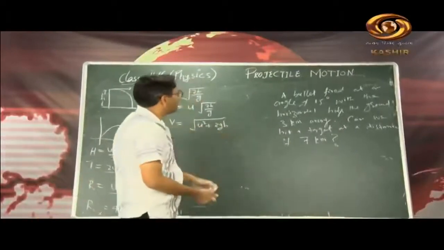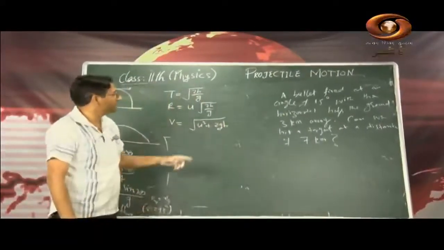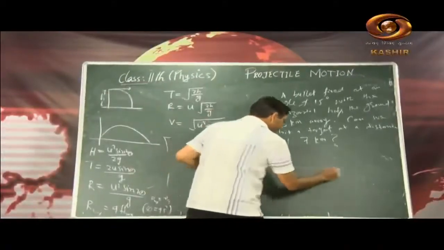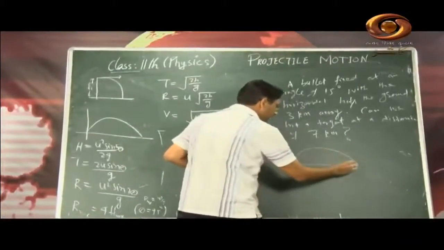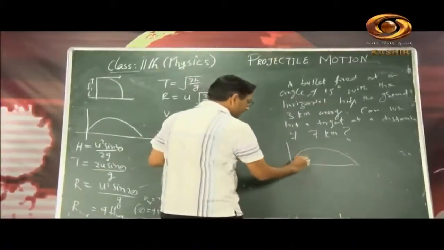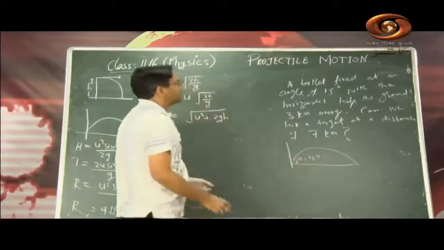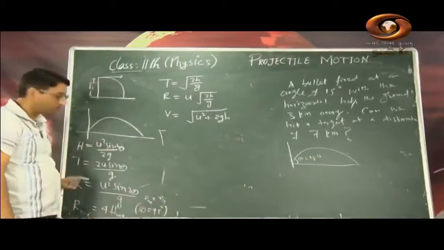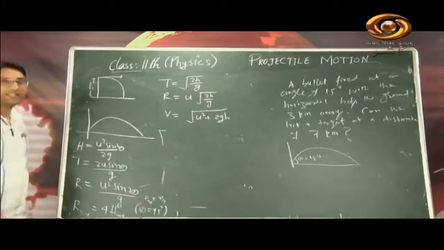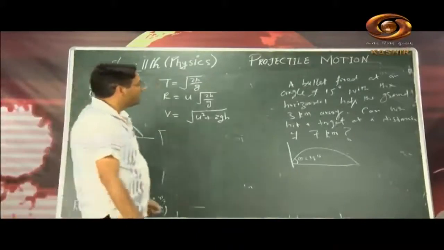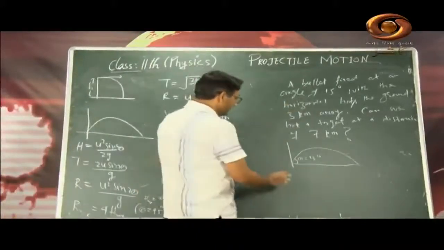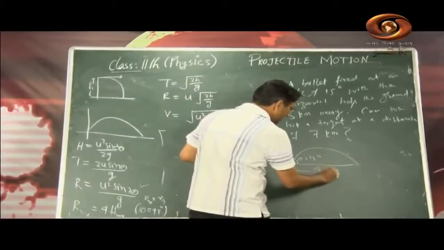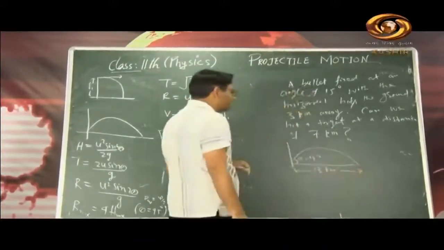Look, a bullet fired at an angle of 15 degrees with the horizontal hits the ground 3 kilometers away. So something like this: a bullet, this angle is 15 degrees with the horizontal. This is actually a projectile fired at an angle with the horizontal, for which all the formulas were derived in my previous lectures. Then it hits the ground 3 kilometers away. So the range at 15 degrees is 3 kilometers.